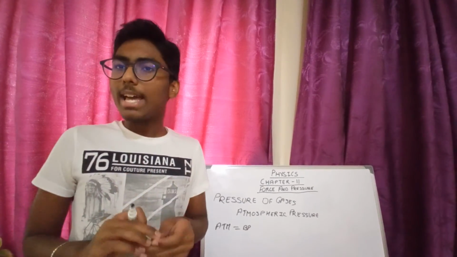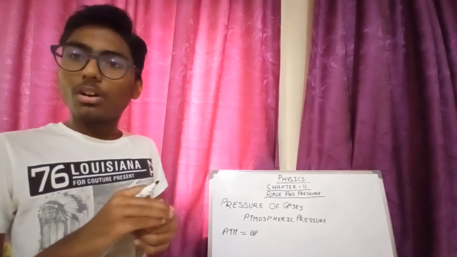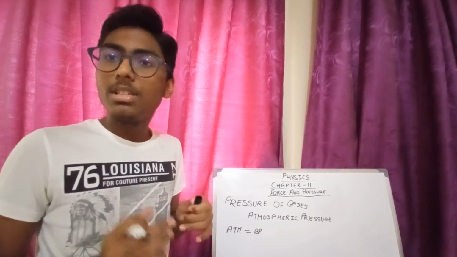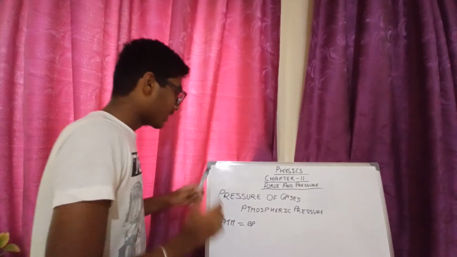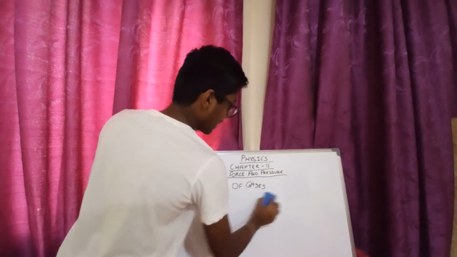That's why when you go in an aeroplane, you will feel your ears paining, and sometimes you can even bleed, because the atmospheric pressure is low and the blood pressure is high, because of which the blood tries to come out of our body. Now we will see an example of how much power atmospheric pressure has.